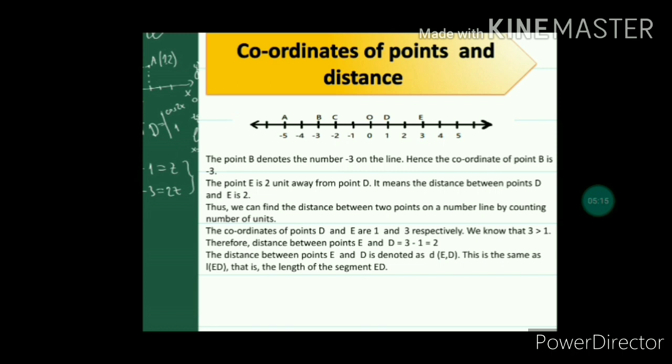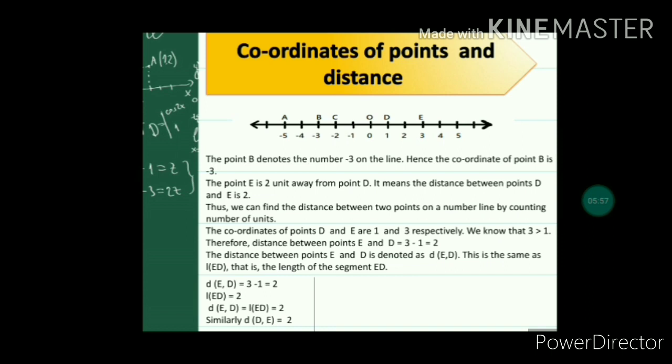The distance between point E and D is denoted as d(ED). It is the same as length of ED, that is the length of this segment ED. Example, d(ED) is equal to 3 minus 1 is equal to 2. Length of ED is equal to 2. Distance of ED is equal to length of ED is equal to 2.